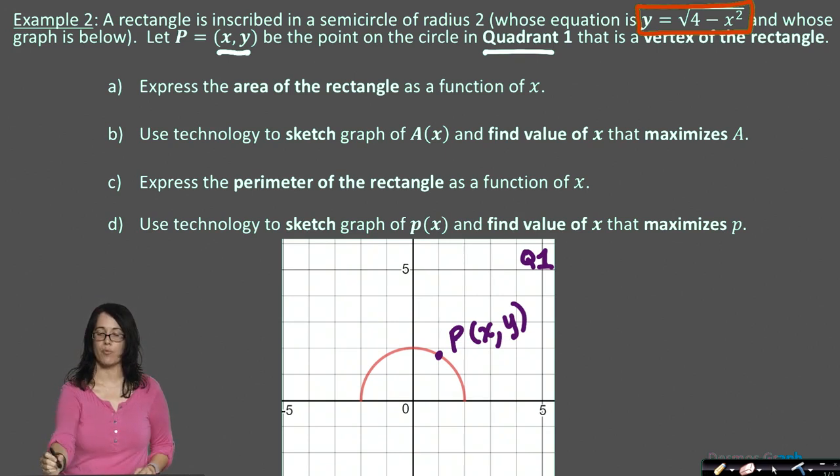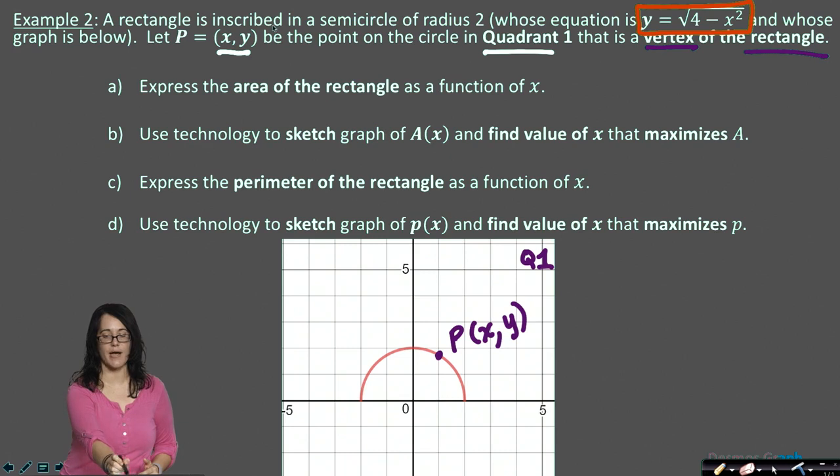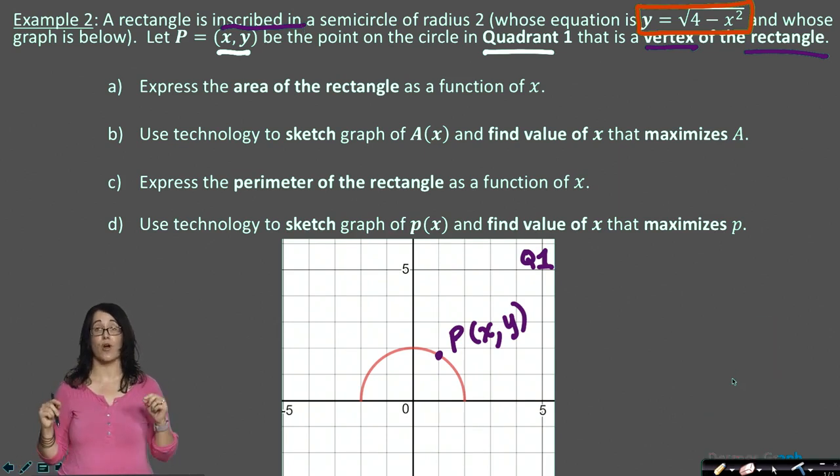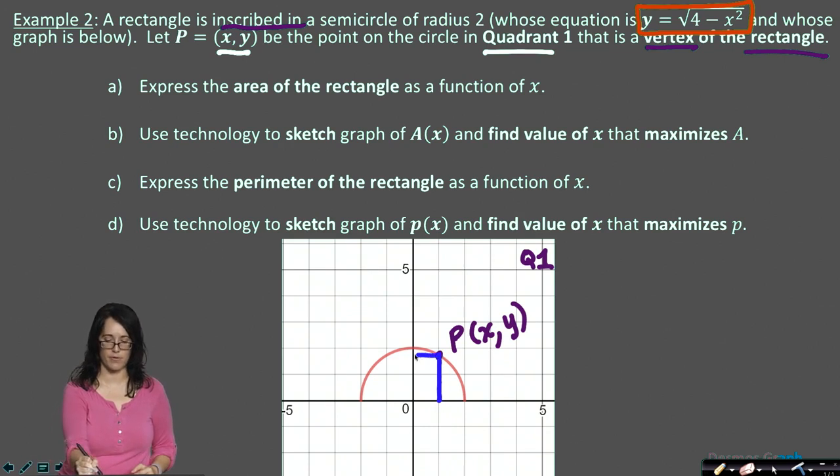Awesome. They say that that point is also a vertex, which is a corner, of the rectangle. What rectangle again? A rectangle inscribed inside of your semicircle. What that would mean is that you've drawn the rectangle so that the vertices are on the actual semicircle and the base is on the x-axis in this case. So for example, starting at the x-axis, we'd go up to that point, wouldn't we? And then we would just go straight over. We get another vertex and straight down.